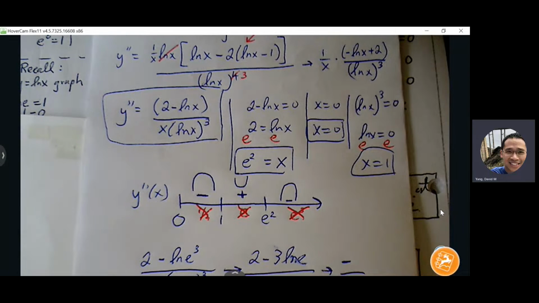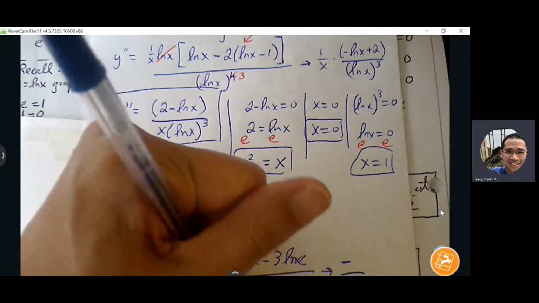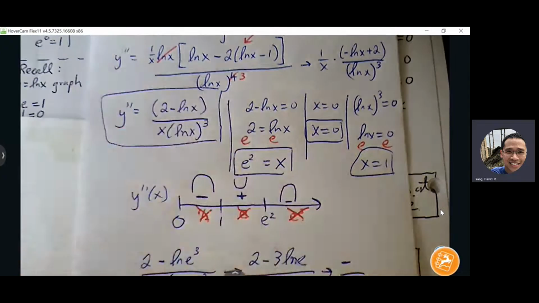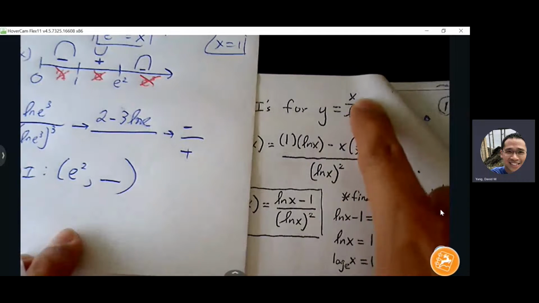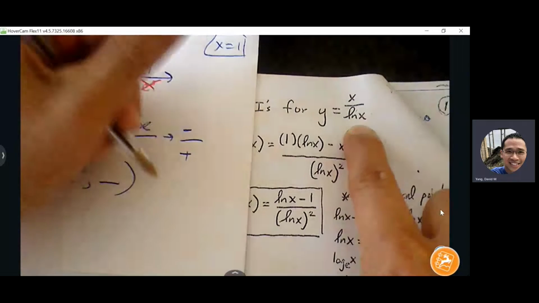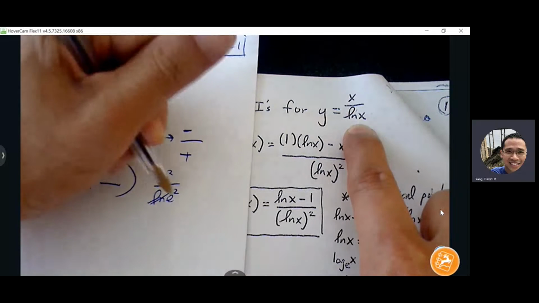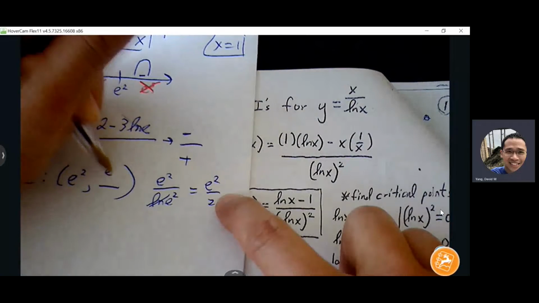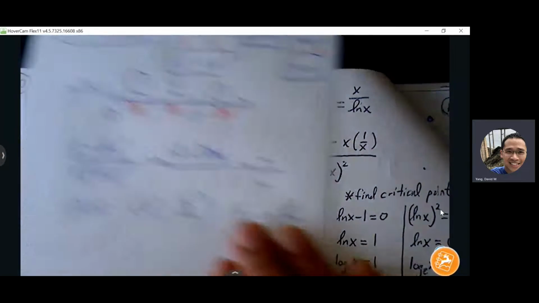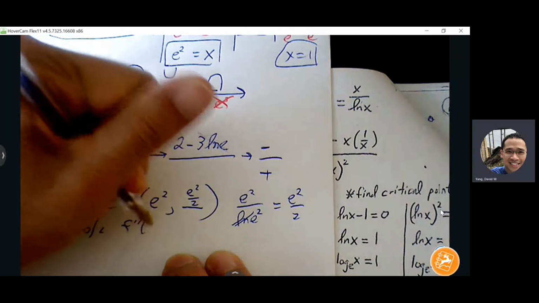If I want to find the y value, back to the what? The original. Yeah. So plug e squared into the function, I get e squared over natural log of e squared. Natural log of e goes away, 2 drops down, e squared over 2 is the y value of my point of inflection, and the reasoning is because f double prime changes signs.